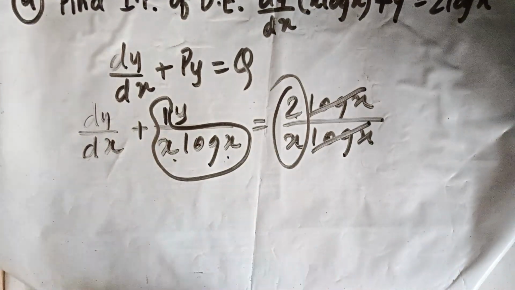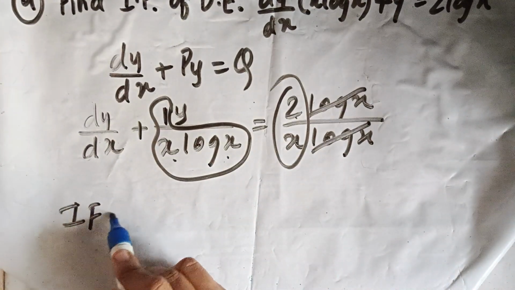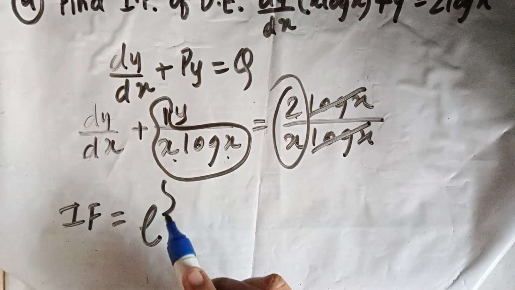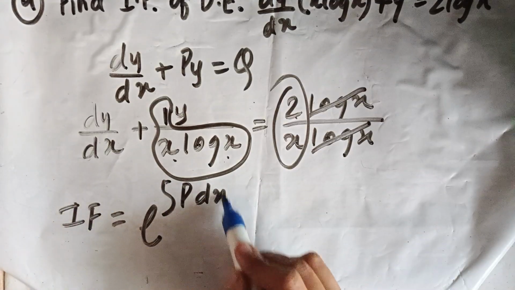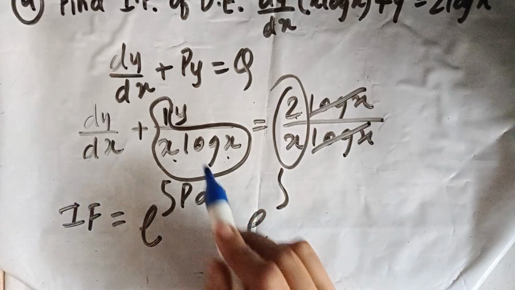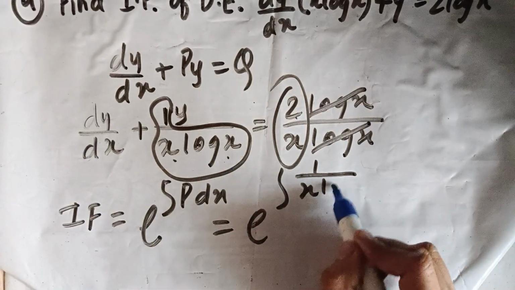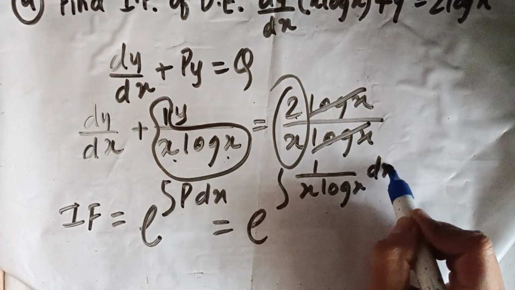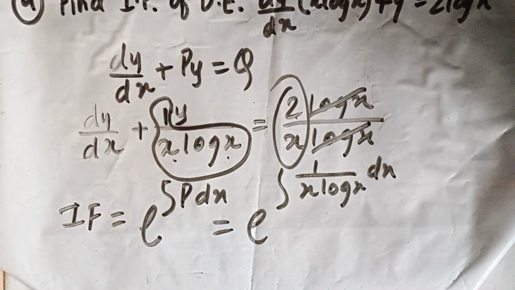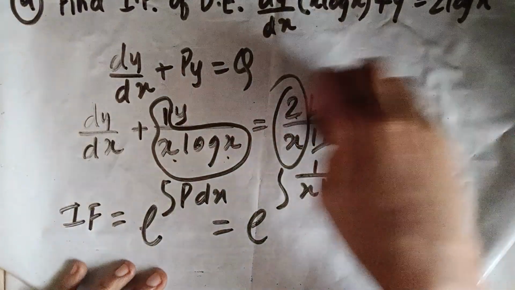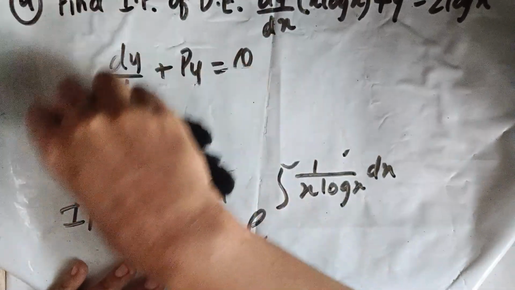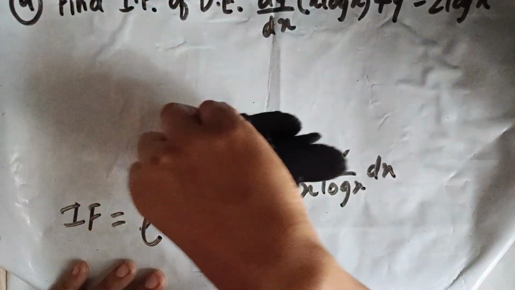So we have to just find the integrating factor. Integrating factor is given by e raised to integral p dx. Correct? P is 1 upon x log x dx. Okay, now you have to integrate. Now this integration can be done by using substitution.